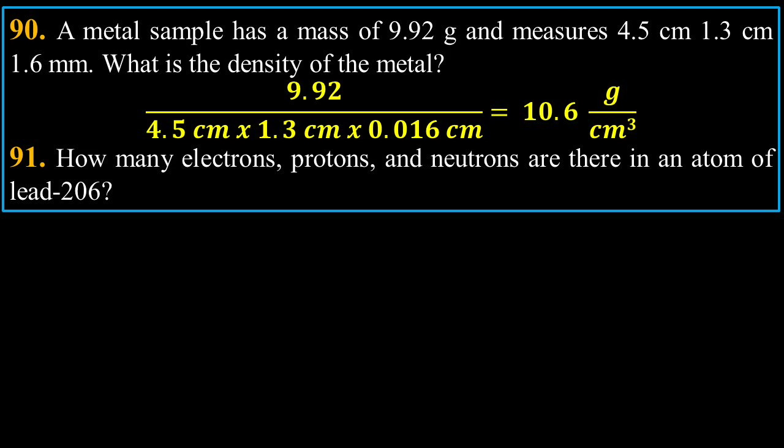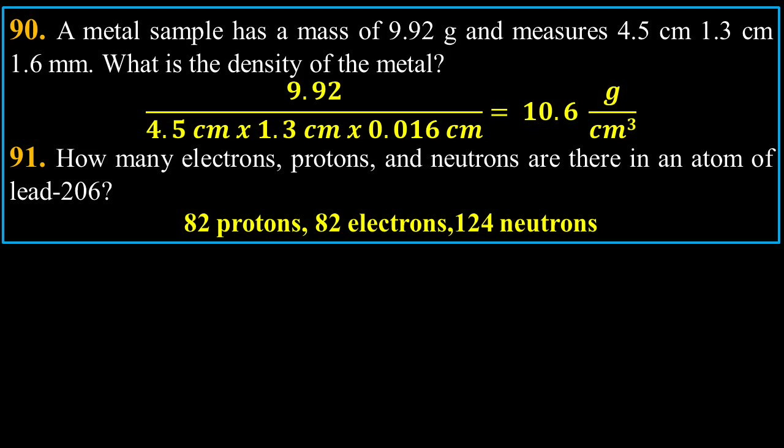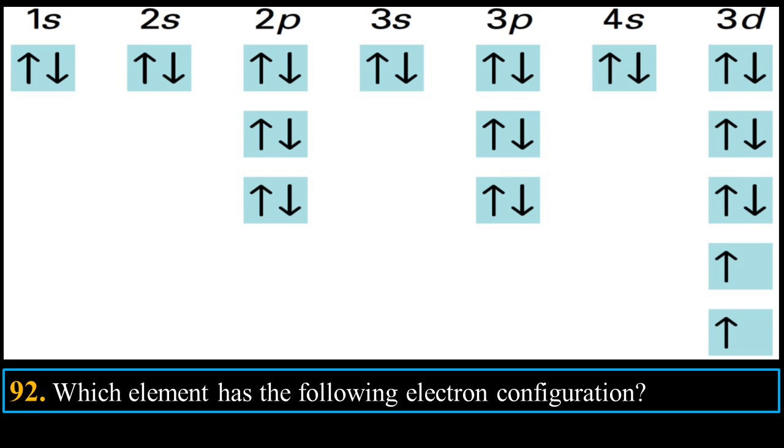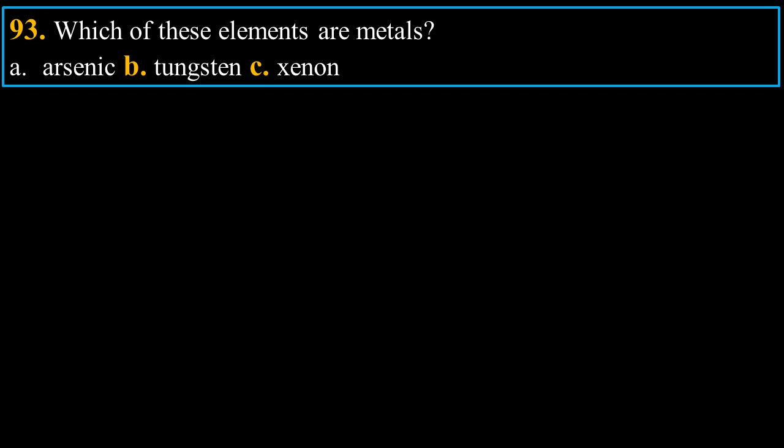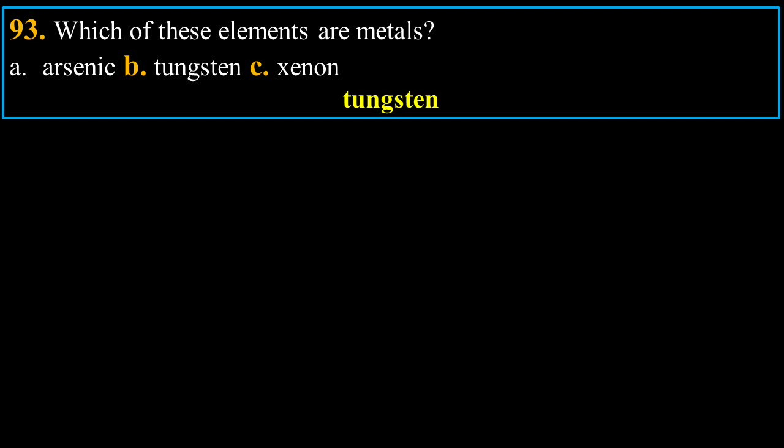How many electrons, protons, and neutrons are there in an atom of lead-206? Well, 82 protons, because that's the atomic number, 82 electrons, because that's ground state, and 206 minus 82 is the number of neutrons. Which element has the following electron configuration? Well, look at the periodic table. You see that it's going to be 3d8. So you look up what is 3d8 in the periodic table, and you're going to see that it is tungsten or wolfram. Okay, 3d8.